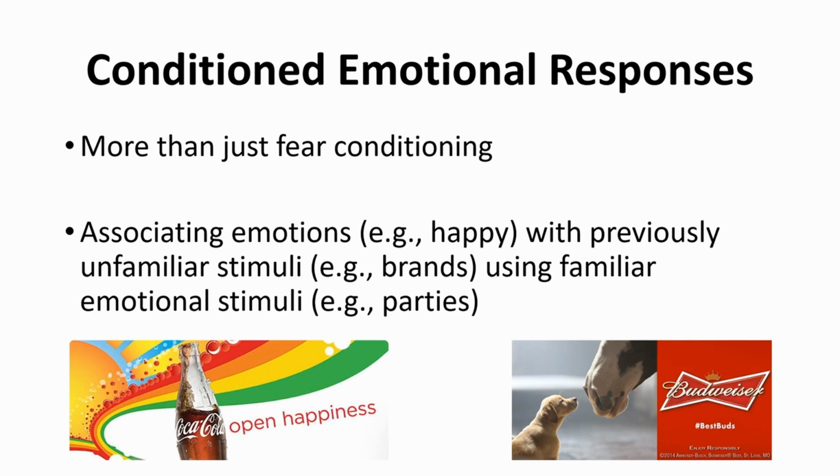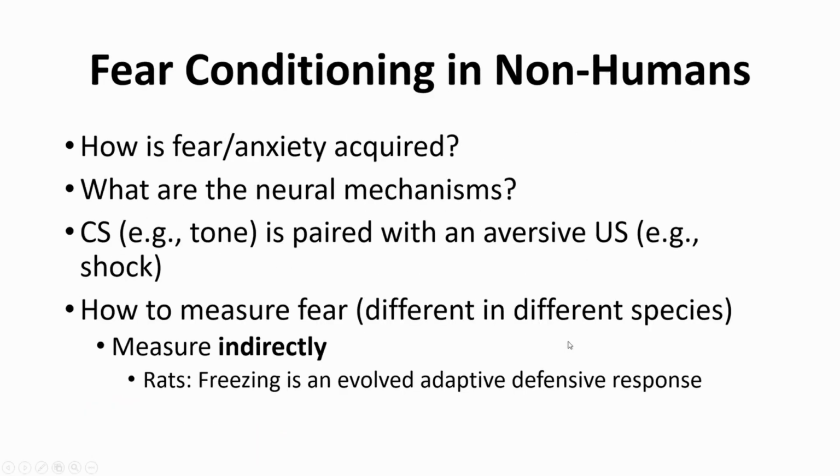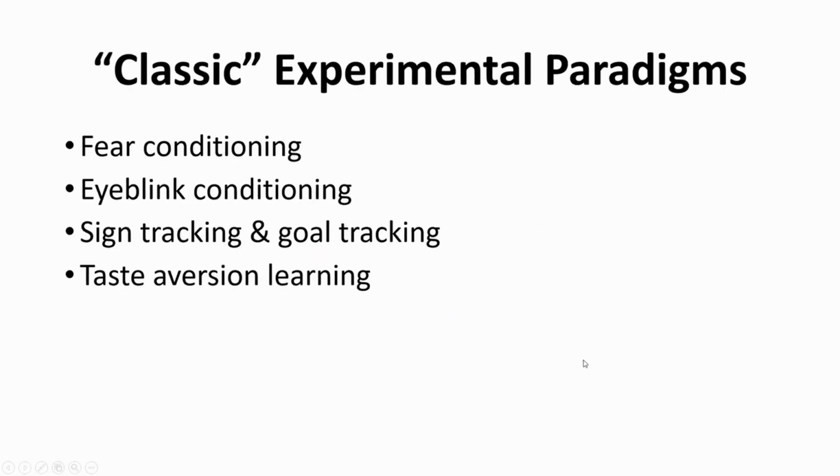So we're going to talk about the next 3 of our classical experimental paradigms, eye blink conditioning, sign tracking and goal tracking, and taste aversion learning in the next class, so for Thursday's lectures. We'll see you guys there.